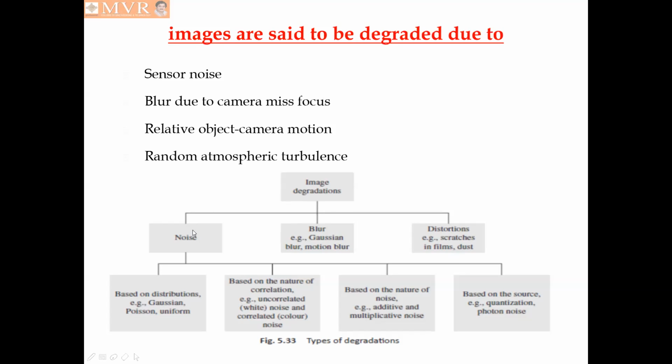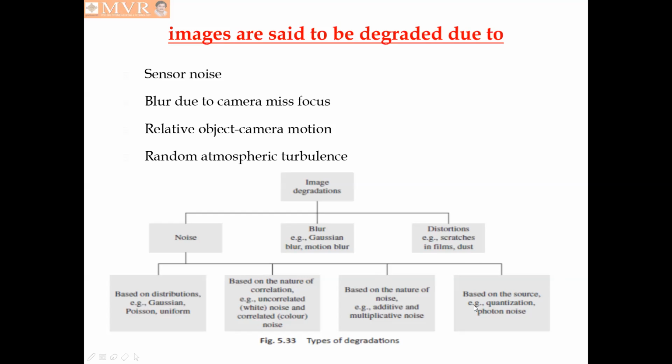Some distortions will occur whenever we capture images. And at the same time, in noise, we have different types of noises. Based on the distributions, we have Gaussian noise, Poisson noise, and uniform noise. Similarly, based on the nature of the correlation, we have uncorrelated noise, called white noise, and correlated noise, called colored noise. Based on the nature of the noise, we may have additive noise or multiplicative noise. Based on these noises, images get degraded.